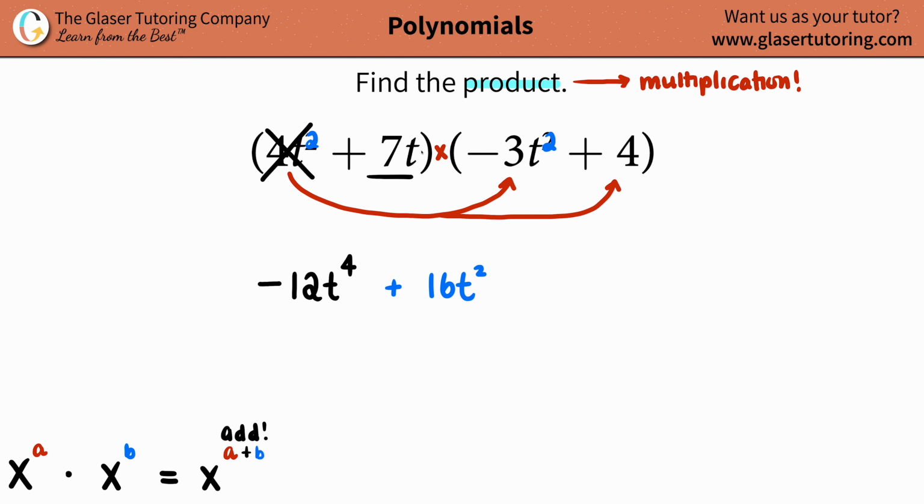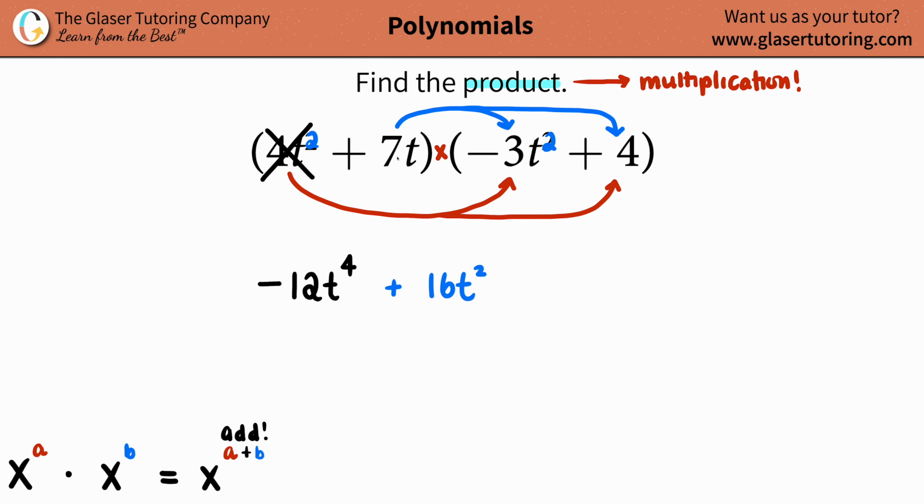This one is at the end of the parentheses, so once I do the fairness game with the 7t, all I need to do is just simplify. So let's be fair. We're going to take that 7t and multiply it by the first one, the negative 3t squared. The positive 4 is like, what about me? So the 7t will then multiply with the positive 4. Let's try it out. 7t times negative 3t squared.